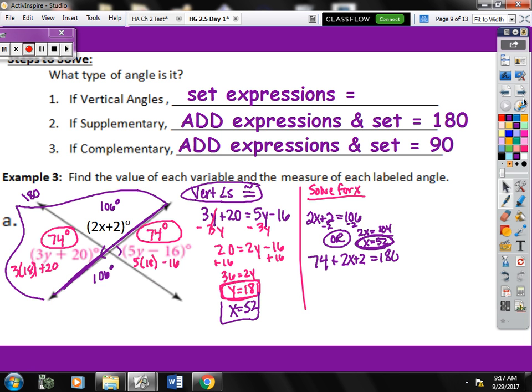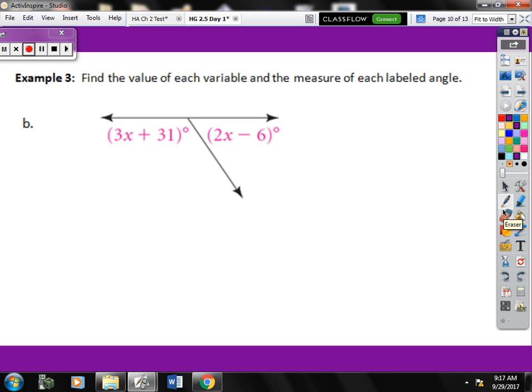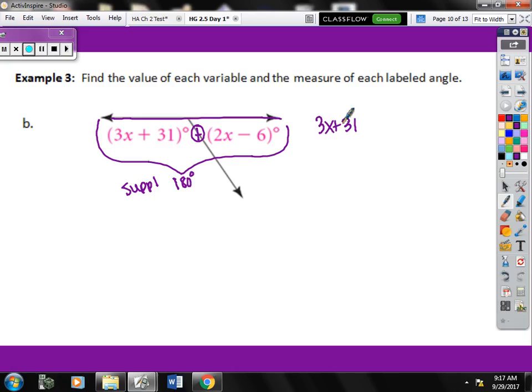All right, the next one, we already kind of looked at this one. These together form what's called a linear pair or a straight angle. So we know that these would be supplementary angles, which means that they sum to 180. So we have to add the two angles together and set equal to 180. So we'll have 3x plus 31 plus 2x minus 6 equals 180.